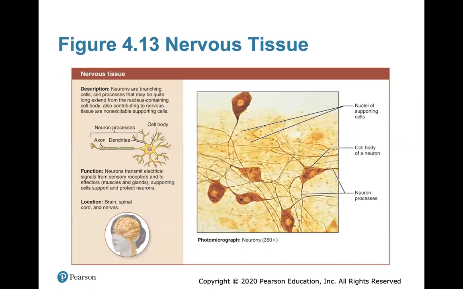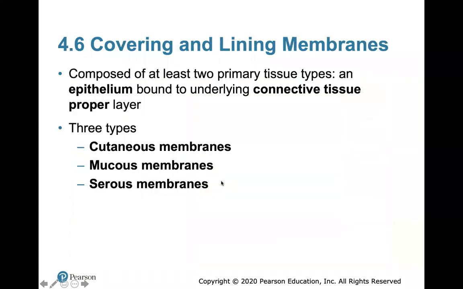And here's a look at nervous tissue. Here are the neurons, and then around them are all the nuclei of different supporting cells. The supporting cells are much smaller. We call them glial cells, but the neurons are what you can kind of see here, the nucleus, cell body, and then dendrites and axons.